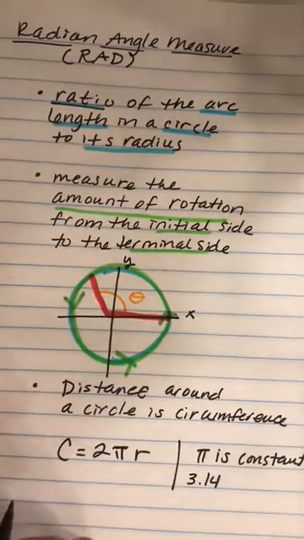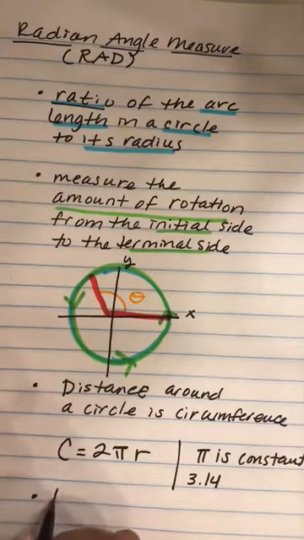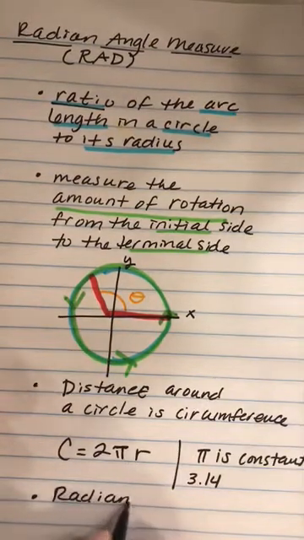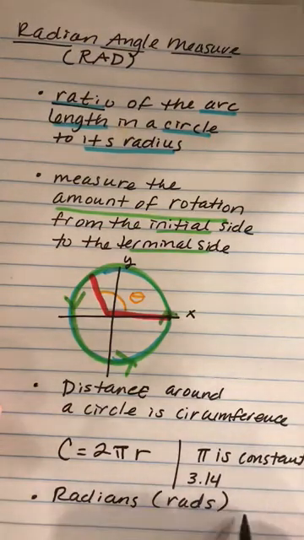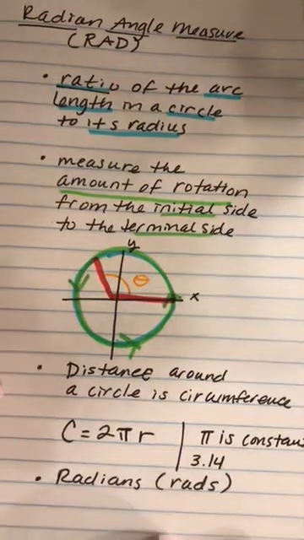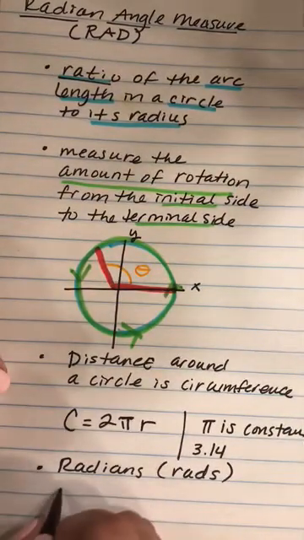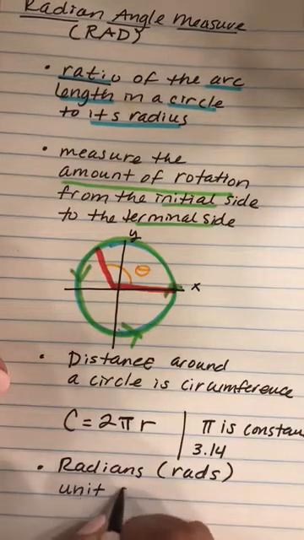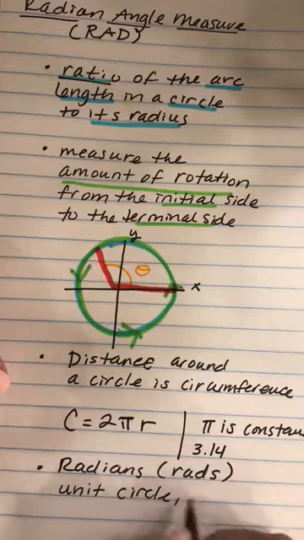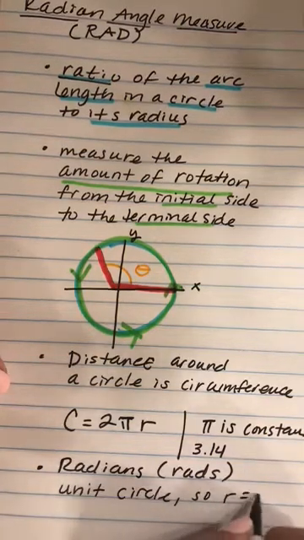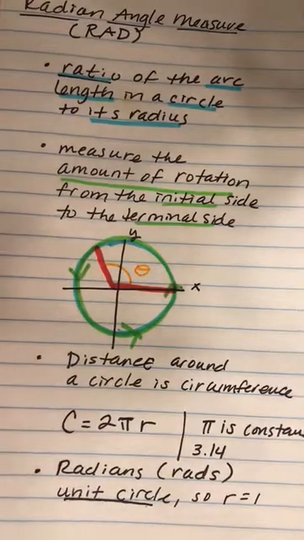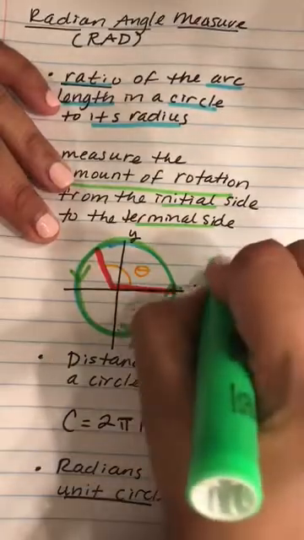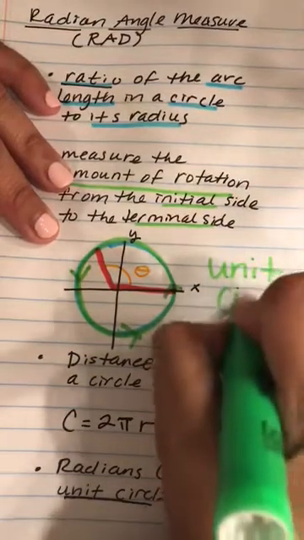Okay, so then from here, we're going to use radians, or rad, or rads, however you want to say it. The radians are going to consider the unit circle. So you're going to say that r equals 1. When we talk about the unit circle, we're saying that this right here is my unit circle.